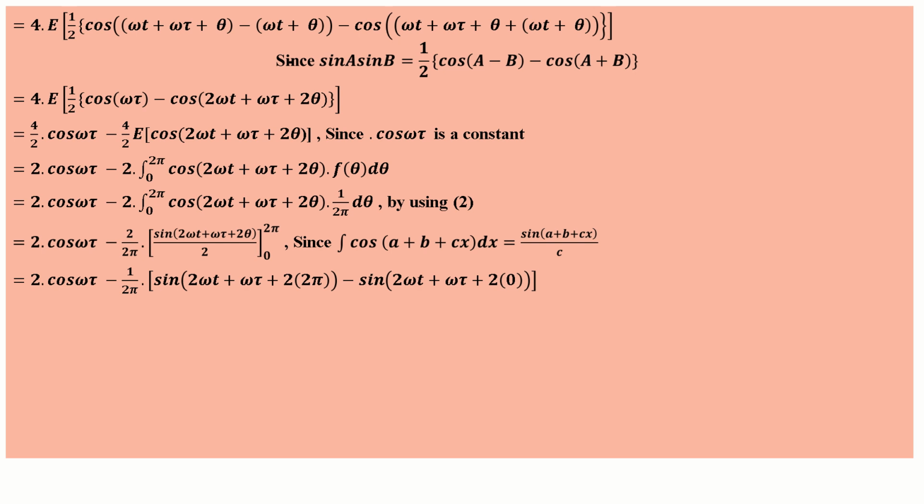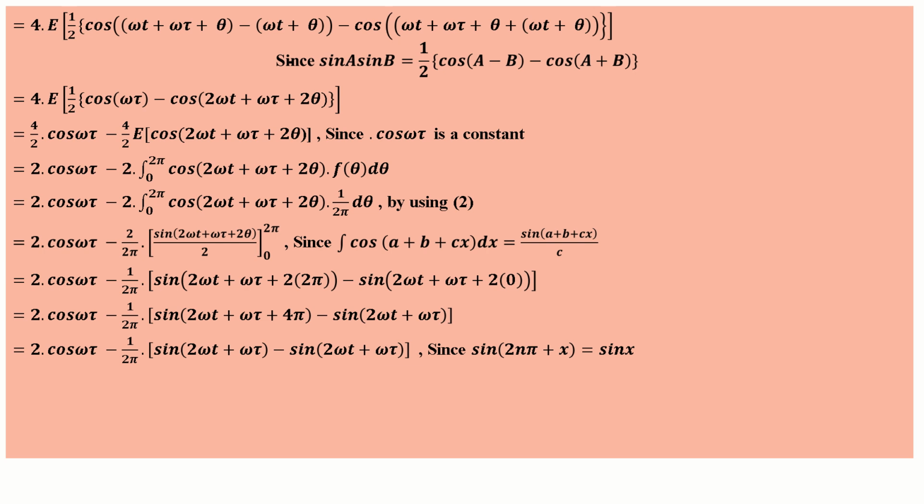So we are applying the upper limit: sin(2ωt + ωτ + 4π) minus sin(2ωt + ωτ), into 2 into 0, that is 0. So we know sin(4π + θ) is sin θ. So we will get 2 cos ωτ, minus 1 by 2π times sin(2ωt + ωτ) minus sin(2ωt + ωτ). So sin(2ωt + ωτ) minus sin(2ωt + ωτ) becomes 0. The second term becomes 0. So you will get 2 cos ωτ, which is a function of τ.